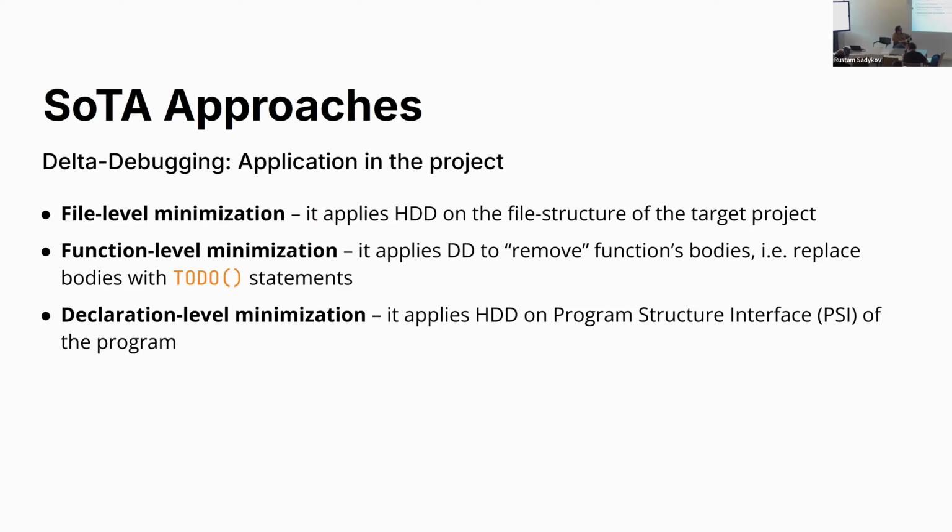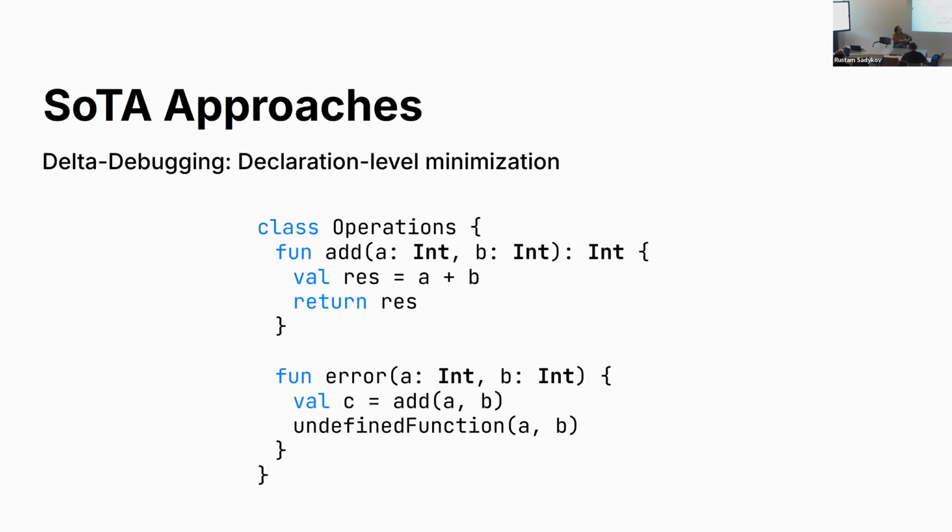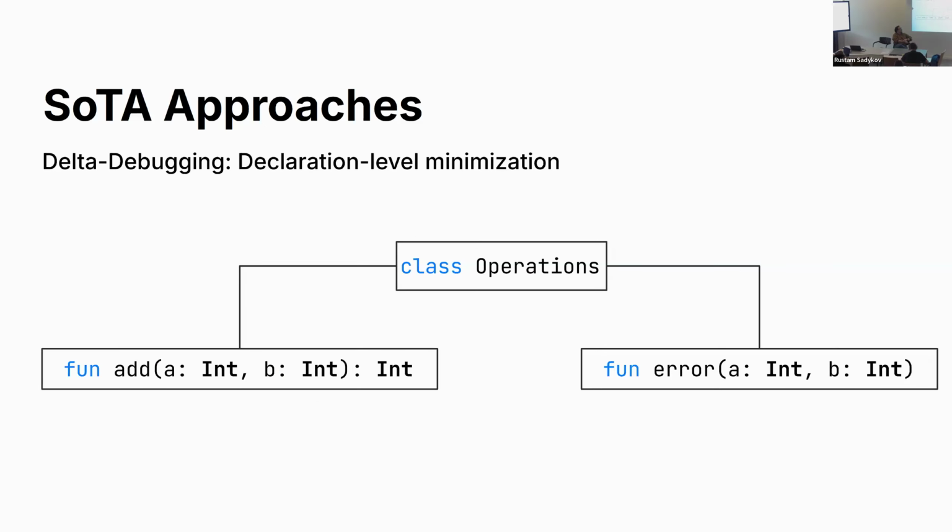So yeah, the last delta debugging algorithm that we have implemented is declaration level minimization, and it applies hierarchical delta debugging on the program structure interface, basically the abstract syntax tree of the program. For example, we build the abstract syntax tree for the class, and it looks like this. And then we execute just the same algorithm as for file minimization.